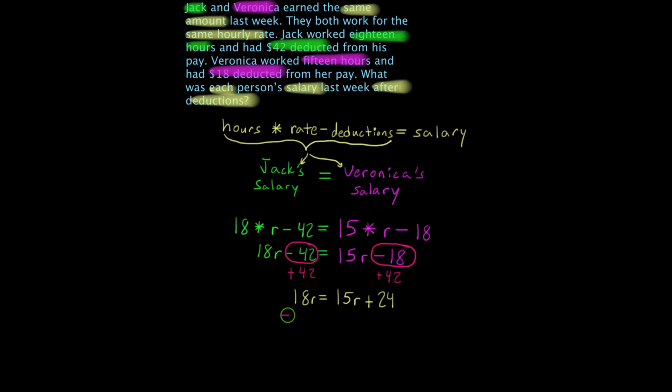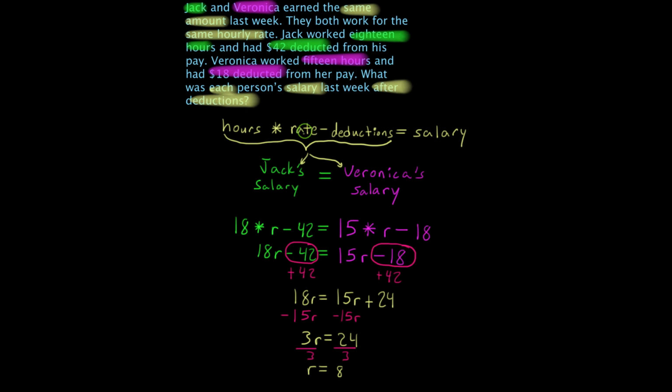Now I'm going to subtract 15R from both sides of the equation. This will give me 3R is equal to 24. I'm going to divide both sides by 3. And I'm left with R is equal to 8. Now should I box this up? Let's go back to the word problem. It says, what was each person's salary?